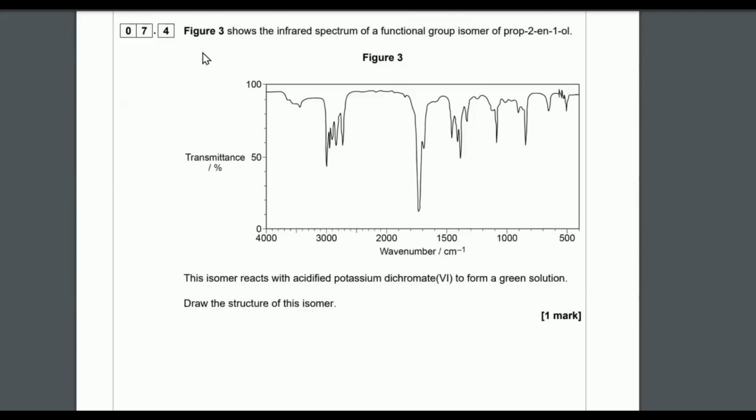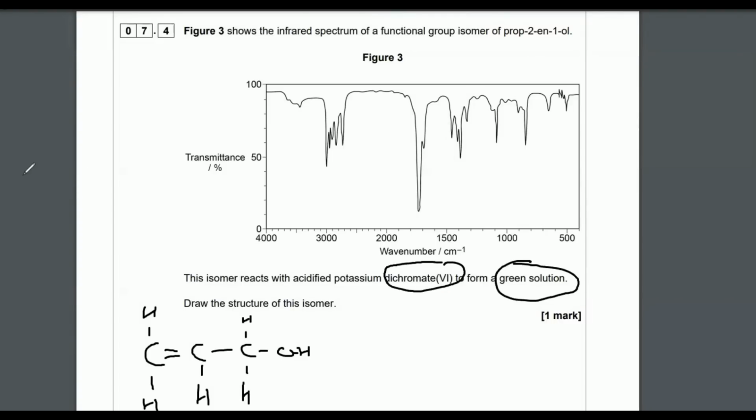Figure 3 shows the infrared spectrum of a functional group isomer of prop-2-en-1-ol. The isomer reacts with acidified potassium dichromate(VI) to form a green solution. Draw the structure of this isomer. So let's get up that structure again of prop-2-en-1-ol. There we go. This is the thing we want to get the isomer of. Now we know that dichromate(VI) went green. What does that tell us? It tells us it's an aldehyde. So it starts orange, then it goes to those Cr3+ ions that give a green color. And so we know it's an aldehyde.